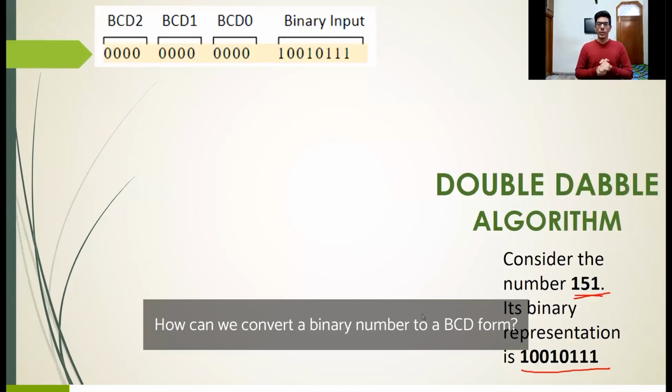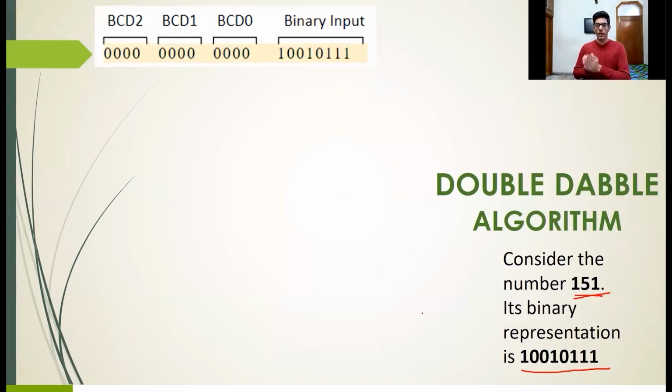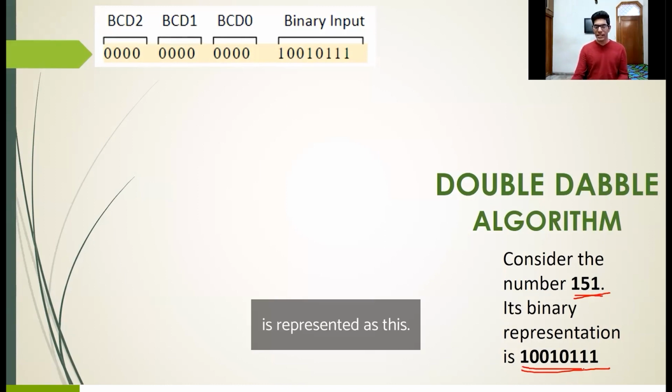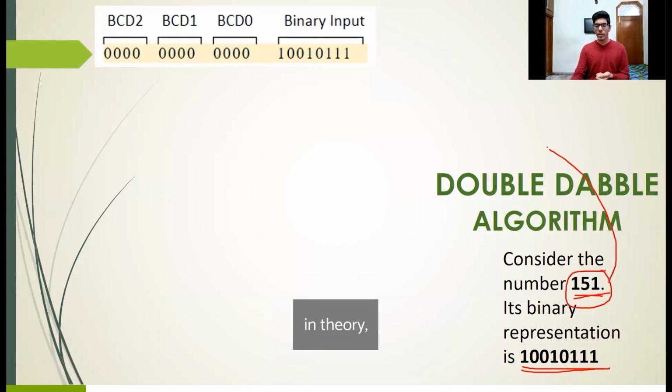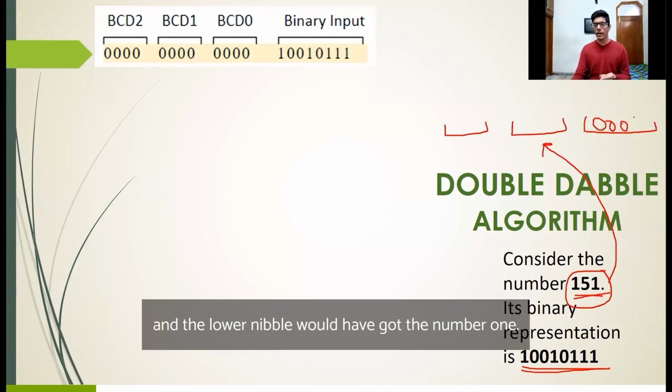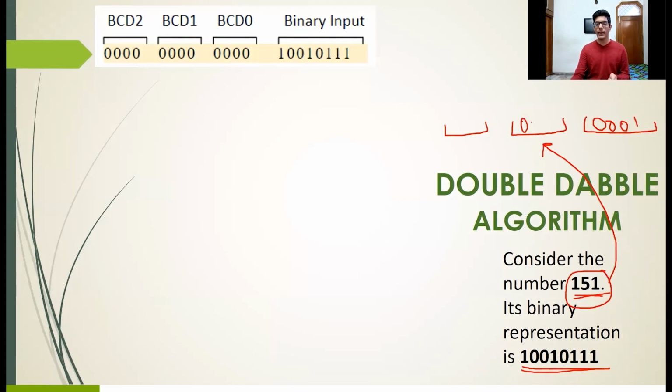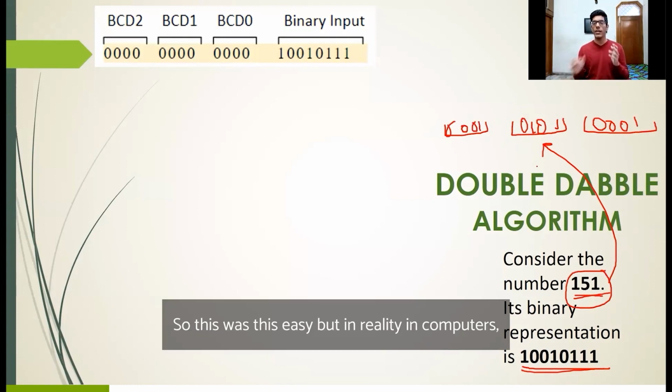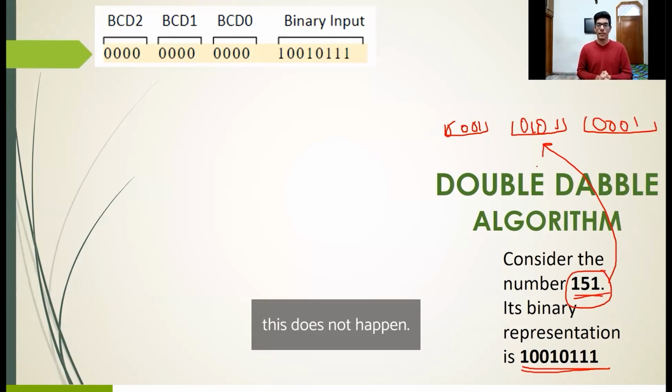So let us see how we can convert a binary number to a BCD form. We have a number 151, which in binary is represented as this. Now, if we had to convert this number to BCD, in theory, it was a pretty easy task, right? We would have assigned just 3 nibbles and the lower nibble would have gotten the number 1. The middle nibble would have gotten the number 5 and the highest nibble would have gotten the number 1. So this was this easy. But in reality, in computers, this does not happen. So what happens? Let us see.